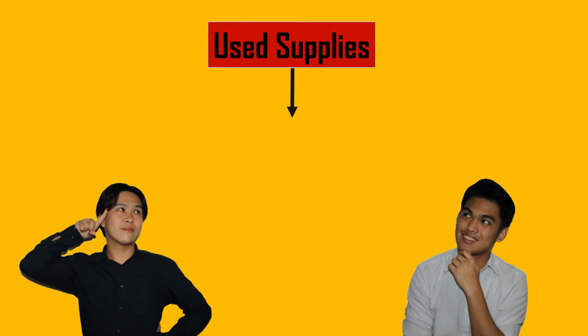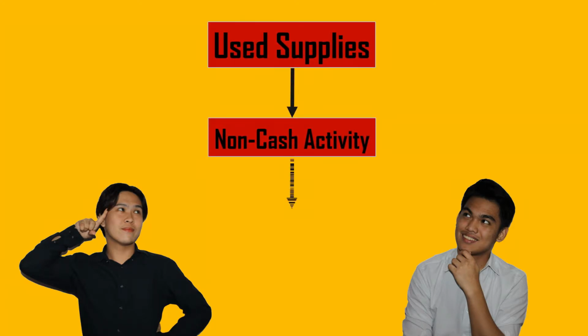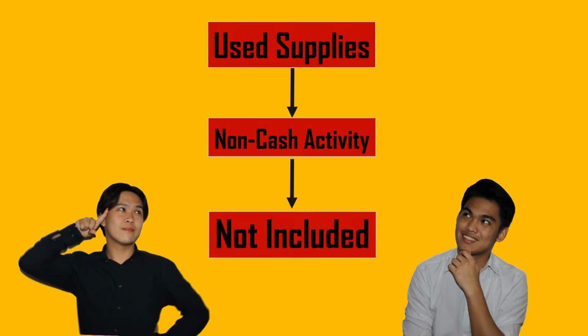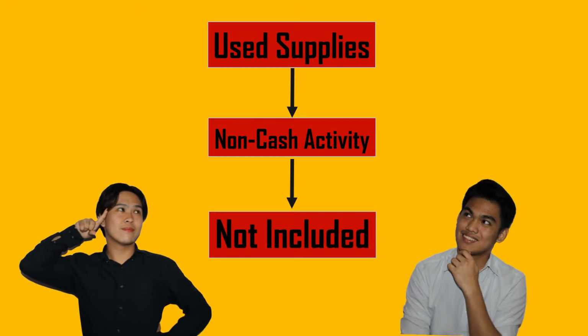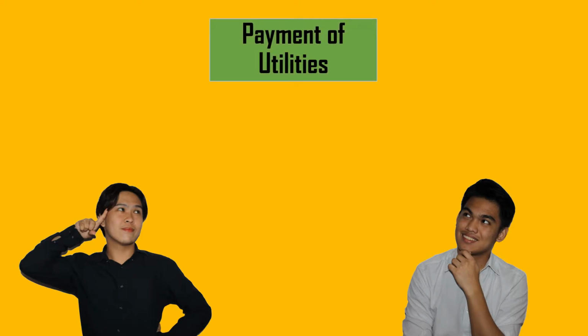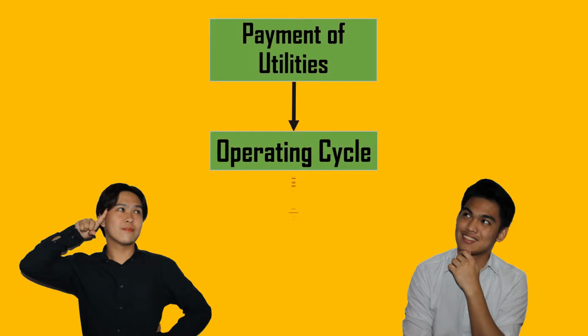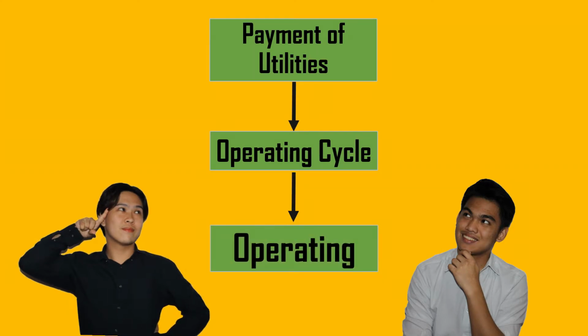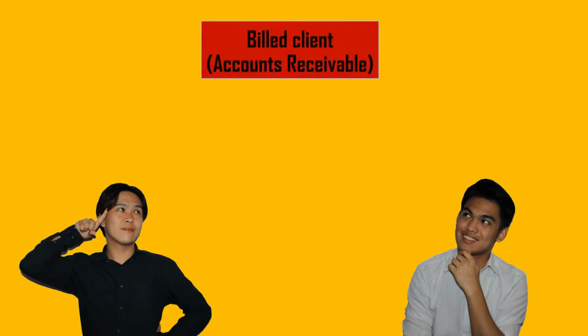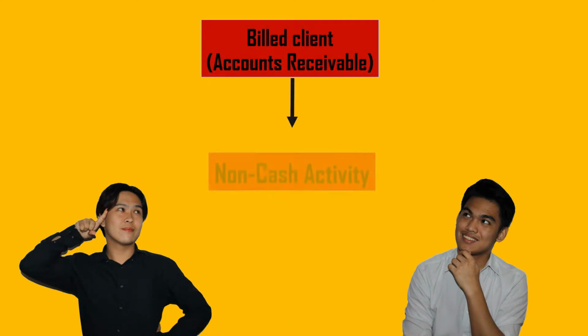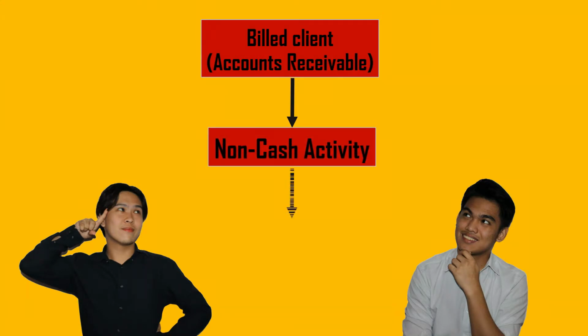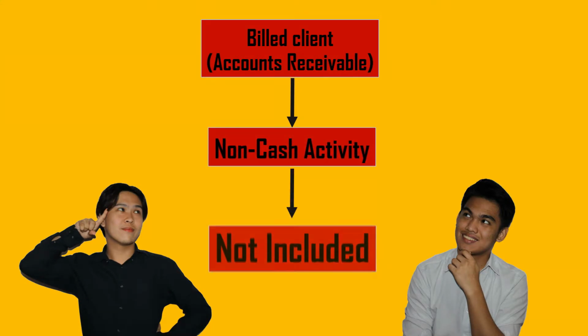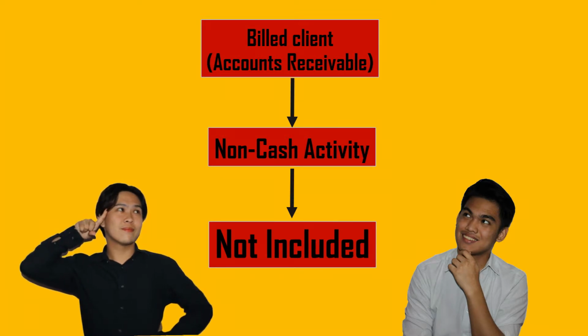Then, we have collected commission income, which is also a regular activity under operating cycle, so it is also under operating. The next one is the supplies expense, which does not affect our cash. Based on the explanation earlier, non-cash activities are not included, so we will not include this transaction under statement of cash flow. Also, we have paid utilities expense, which is a regular activity of a business. So this is also under operating. Then, we have sent a bill to customer but has not yet paid, so there is no cash involved. So we will also not include this transaction in the statement of cash flow. Remember that non-cash activities are not included. Be careful in doing your cash flow statement.